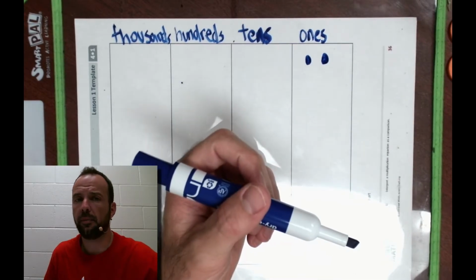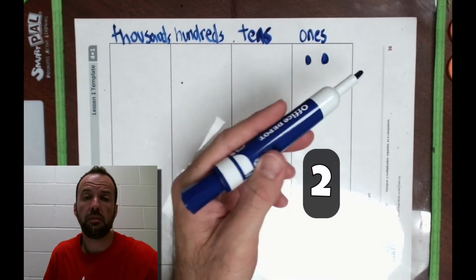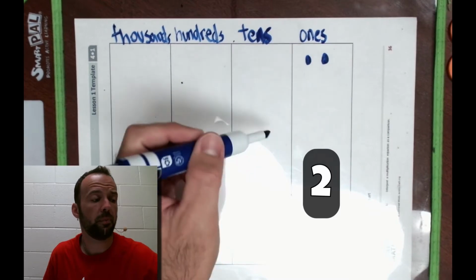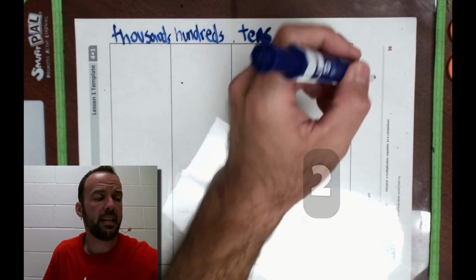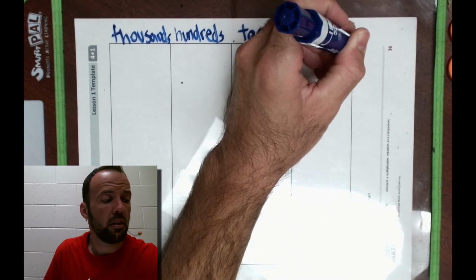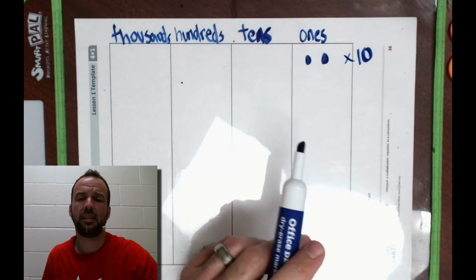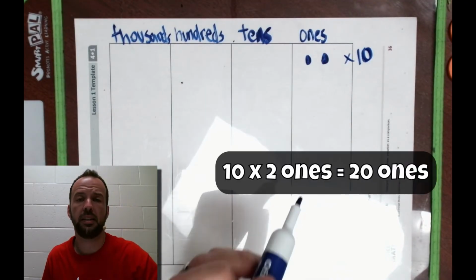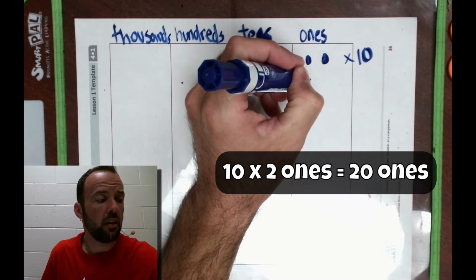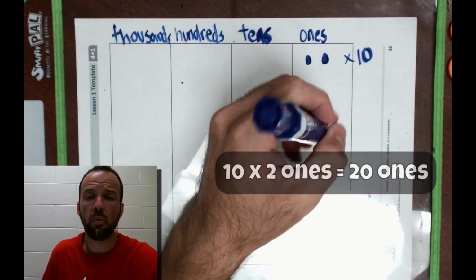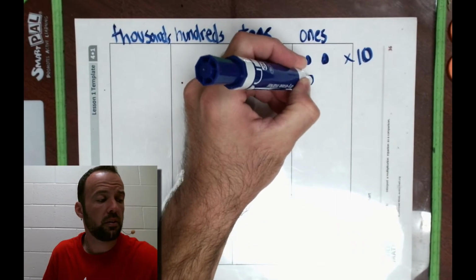So what's the value of that? Right, the value of that would be 2. 2 ones is the same as 2. What if I wanted to find the value of 10 times that? What is 10 times 2? Awesome, 10 times 2 is 20. So I'm going to draw 20 ones in my ones column.